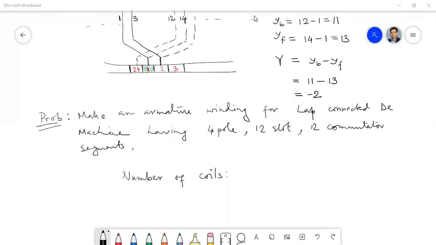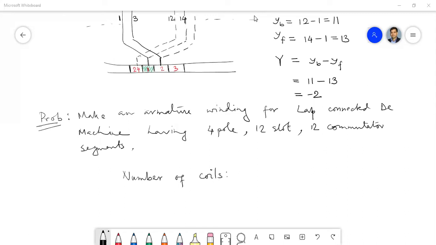It is a double layer winding, isn't it? So that means how many coil sides will be there? 24 coil sides will be there. So 24 coil sides can be housed in 12 slots. You can think in that way.